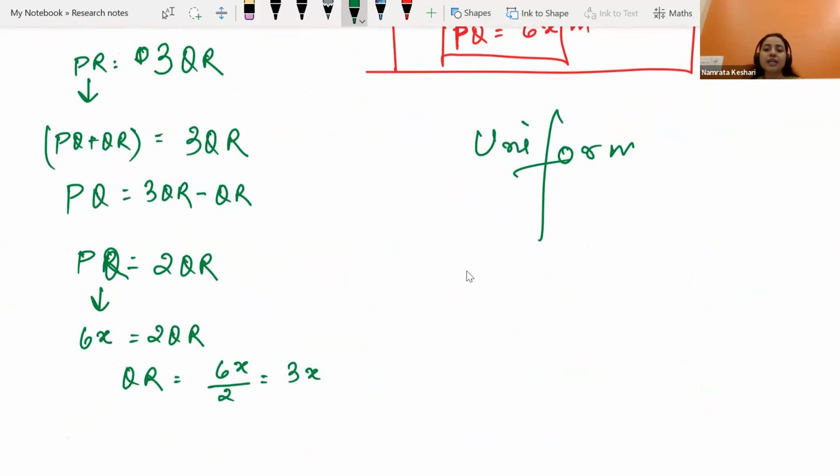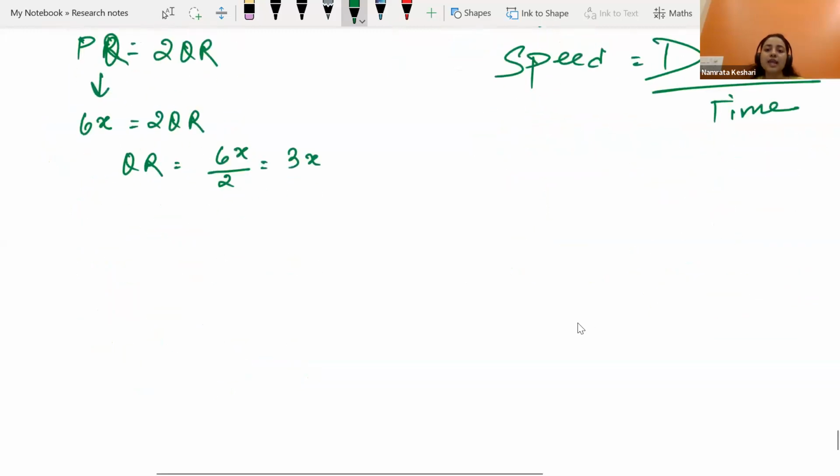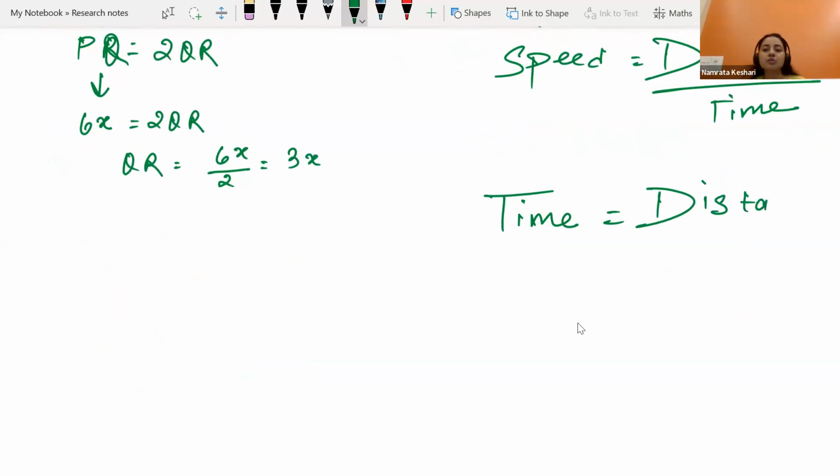Uniform speed, we have taken the assumption as x throughout the journey. The speed is x meters per second. You can see that we have taken the assumption already. We can say that speed is equal to distance by time. We know this formula. Time we have to find in this particular scenario, so we will customize this formula. We can write time is equal to distance over speed.